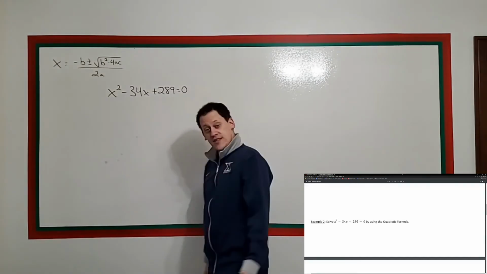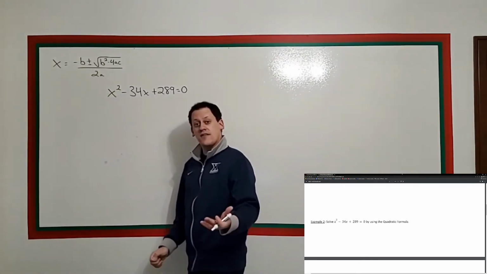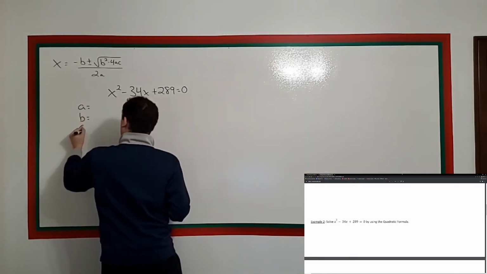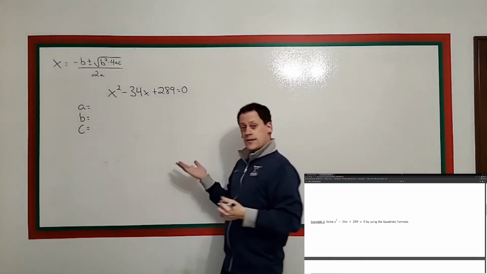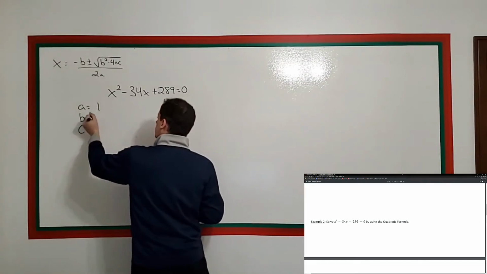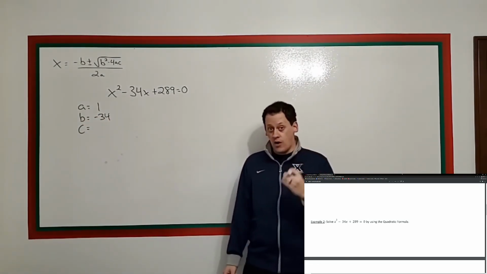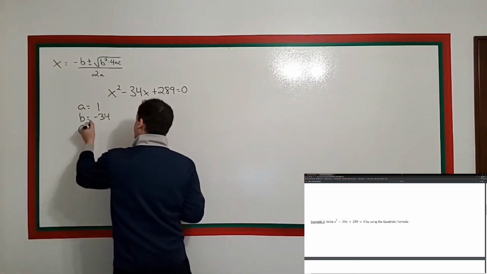Here we go. First thing, once it's in standard form, write the values of a, b, and c. A is 1. B is negative 34. Careful again with those negatives. They do always go with the number after them. And C is 289.